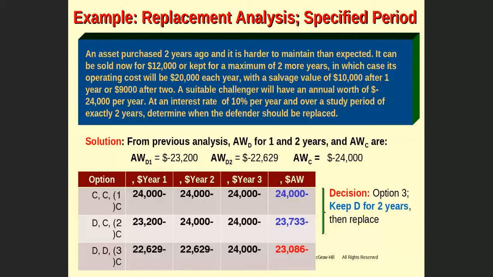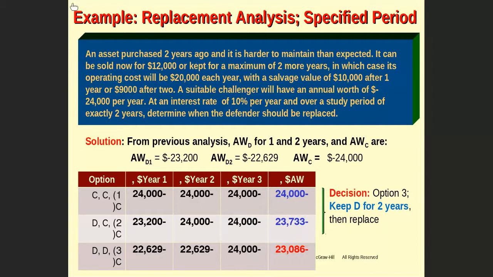This is, again, the same example. From the previous analysis, the annual worth of the defender for years 1 and 2 is given or calculated as it shows here in the solution. How is this $23,200 being calculated? For the first year, we have the initial opportunity, which is the $12,000.